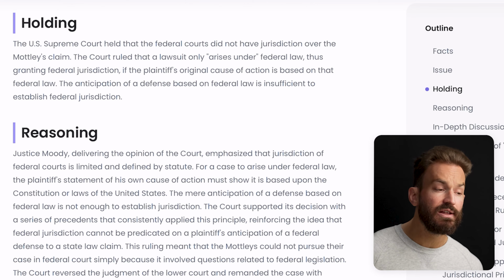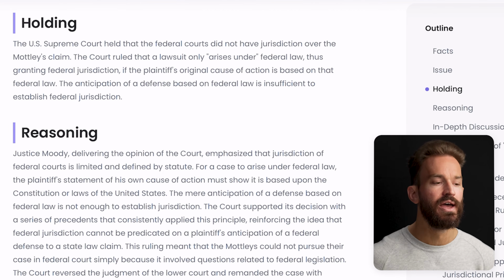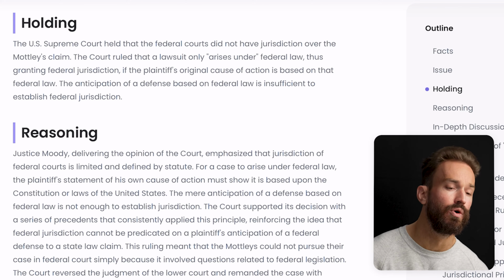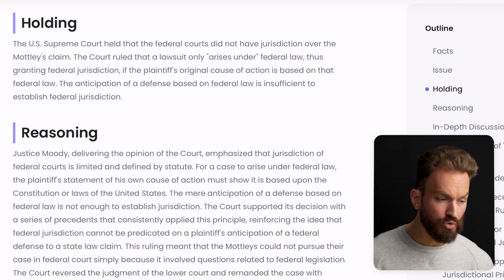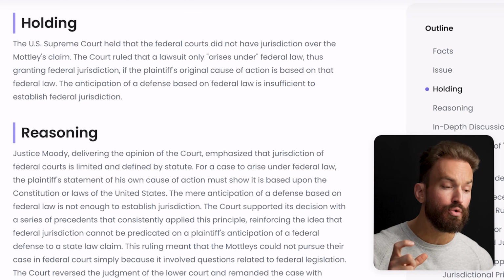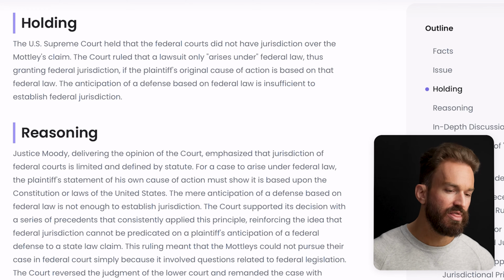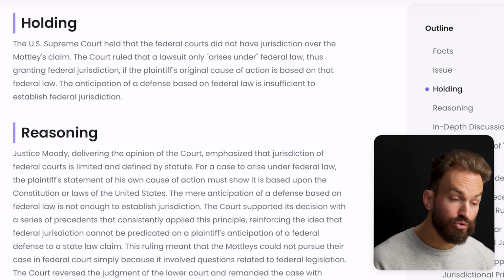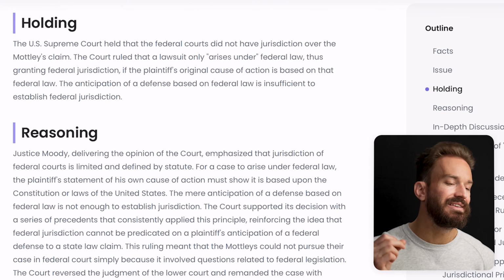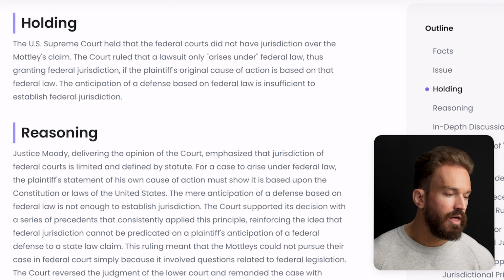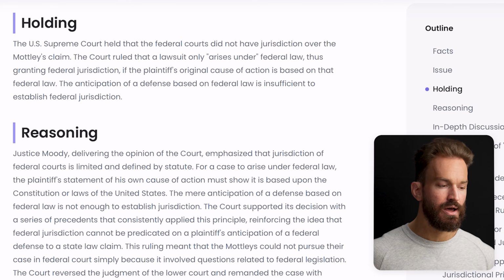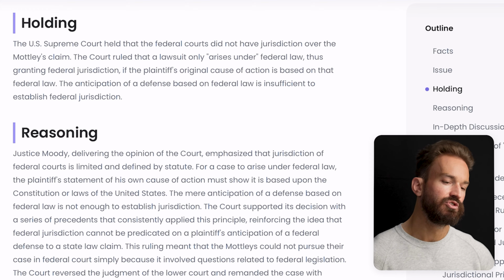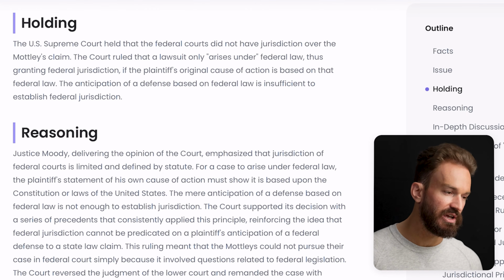So here, the United States Supreme Court held that the federal courts did not have jurisdiction over the Motleys' claim. The court ruled that a lawsuit only arises under federal law, thus granting federal jurisdiction, if the plaintiff's original cause of action is based on that federal law. The anticipation of a defense based on federal law is insufficient to establish federal jurisdiction.